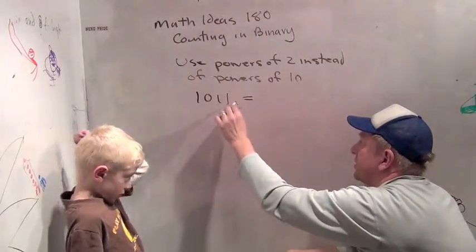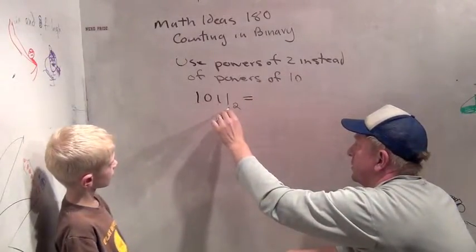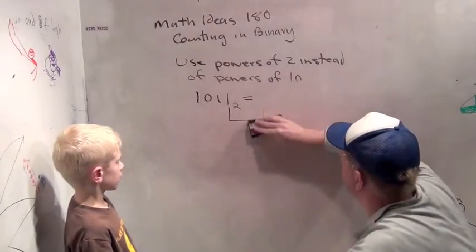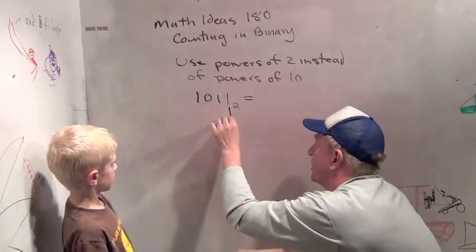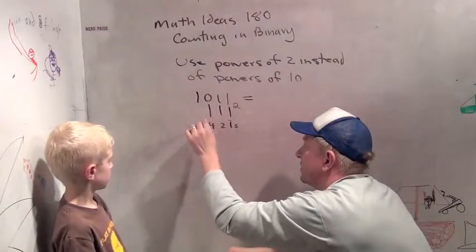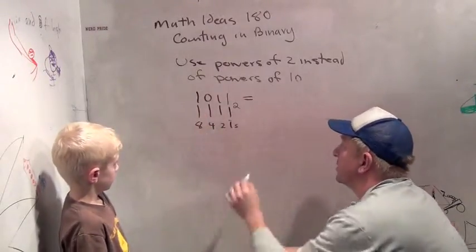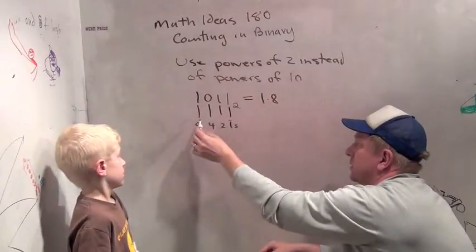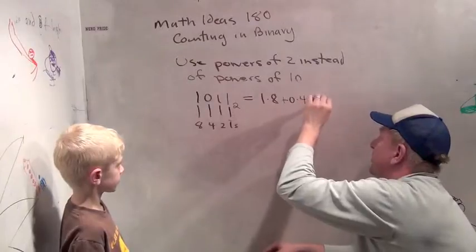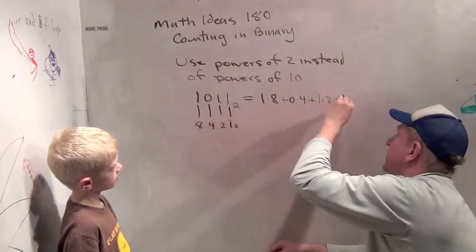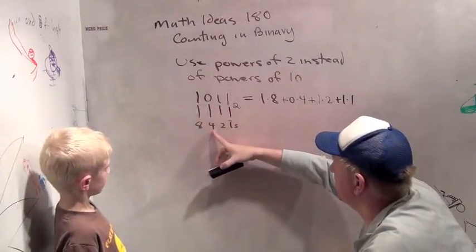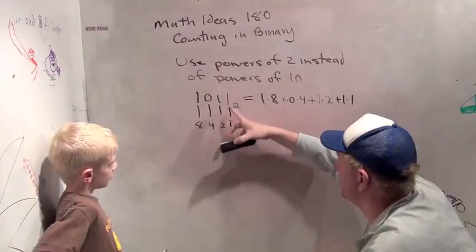So this means, I'm going to write this. This is the 1's digit. This is the 2's digit. This is the 4's digit. And this is the 8's digit. So this means 1 times 8 plus 0 times 4 plus 1 times 2 plus 1 times 1.